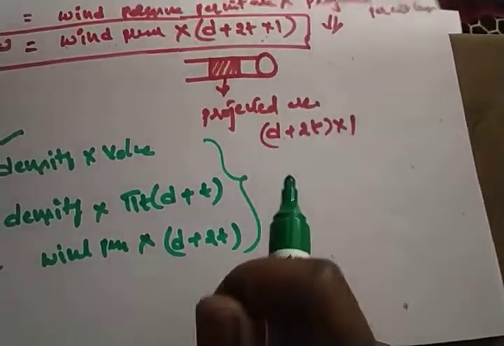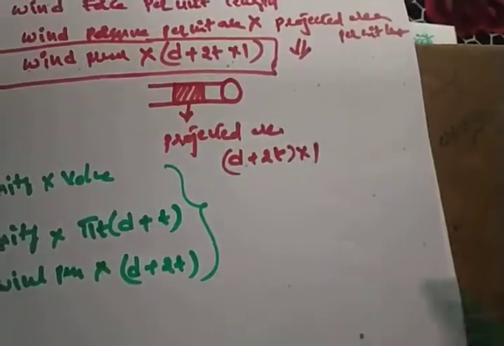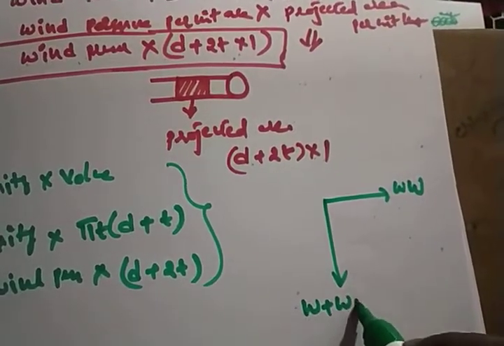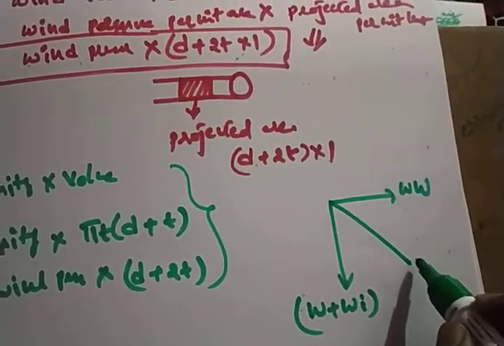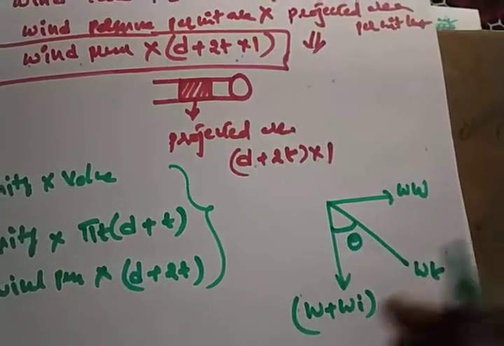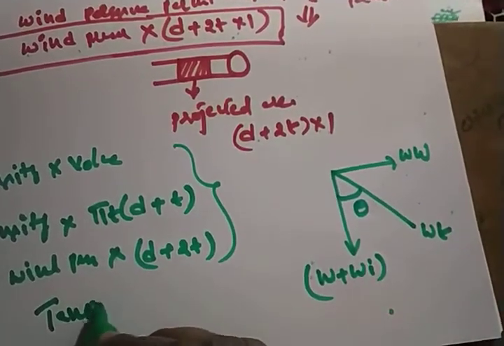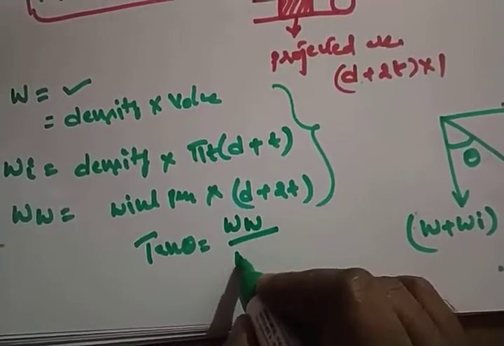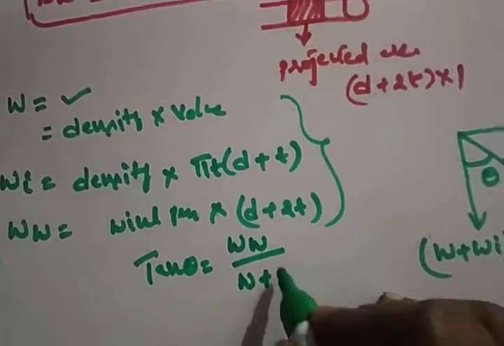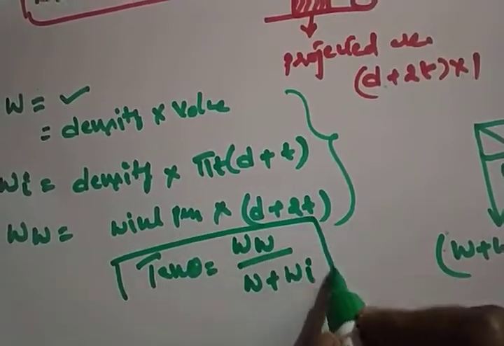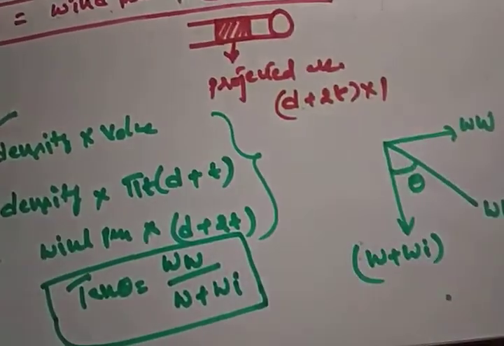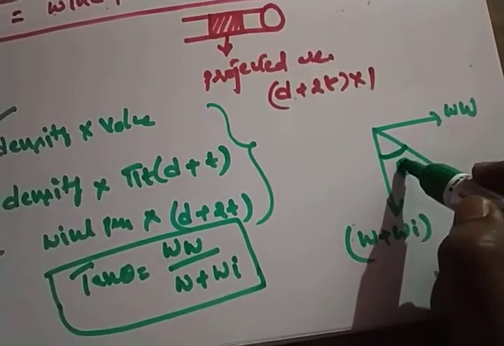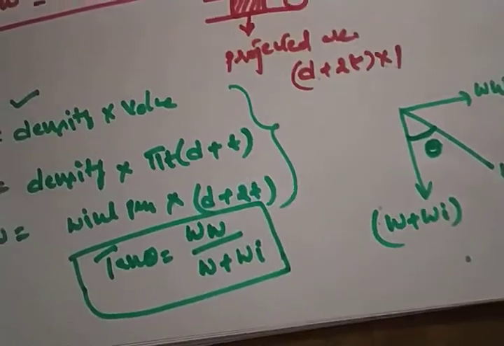Definitely the resultant weight will make some angle. You know the resultant weight, which is W plus Wi, and the wind weight Ww. So this total weight creates some angle. What is that angle? Tan theta is equal to Ww by (W plus Wi). This is the angle from the vertical. The weight always acts in the vertical direction, so this angle is nothing but the vertical angle.